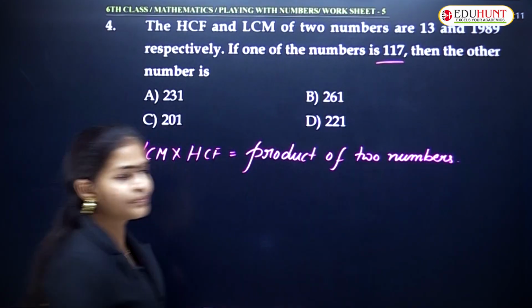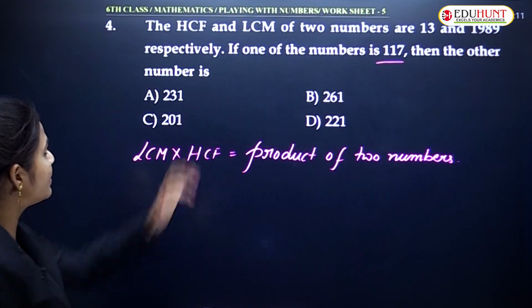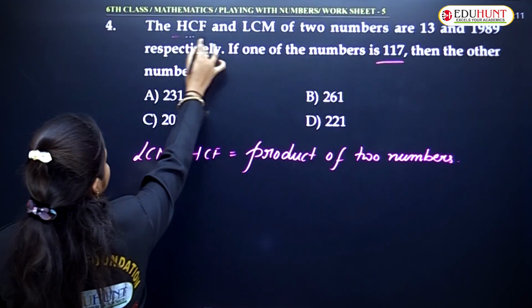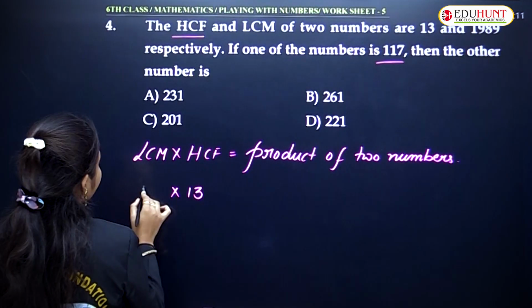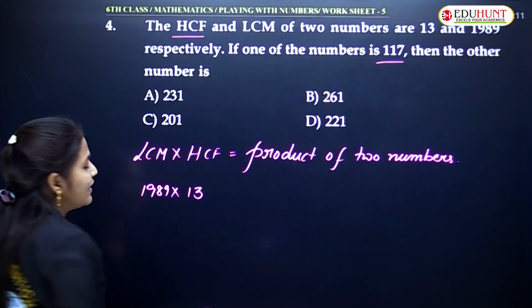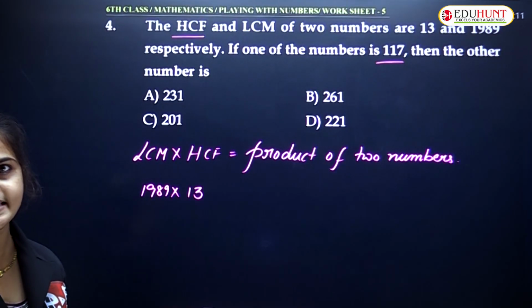Product of two numbers. Yes or no? So here, what is the LCM? The LCM and HCF they have given first, no? HCF is 13. What is the LCM? 1989. The LCM is always greater than the HCF.